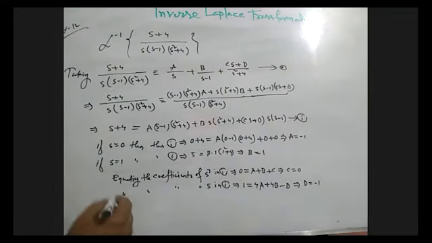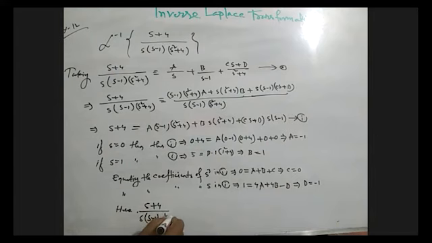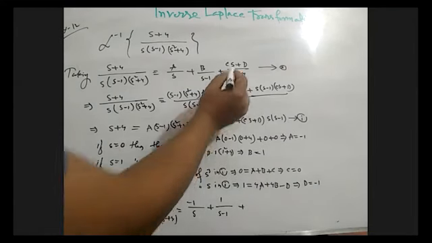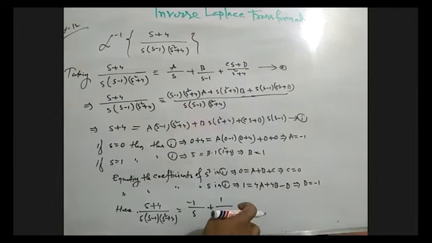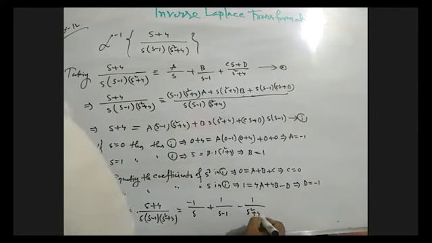So hence we can reduce the fraction: 1 divided by s into (s minus 1)(s square plus 4) can be written as a equals minus 1 divided by s, plus b equals 1 divided by s minus 1, and c value 0, so minus 1 by s square plus 4. This is by using the partial fraction method. Now we can easily find the inverse Laplace transformation of this.